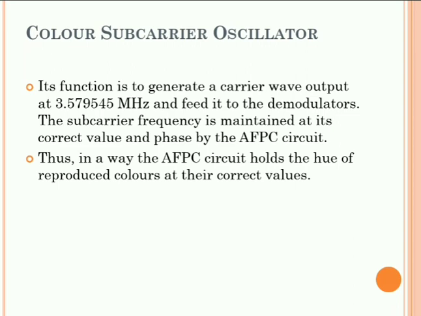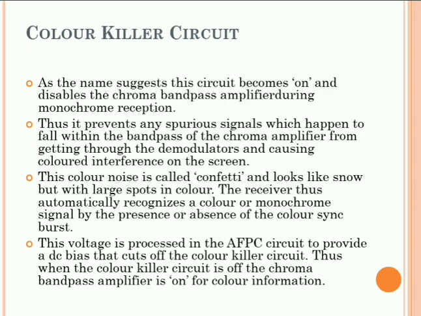Okay, this is nothing but the subcarrier oscillator for producing the subcarrier frequency, and its value is maintained at some level by using the AFC circuit. Before that, we have seen the burst, so we have seen the burst separator or burst keyer circuit. Now we will see the color killer circuit. What is the use of this color killer circuit?